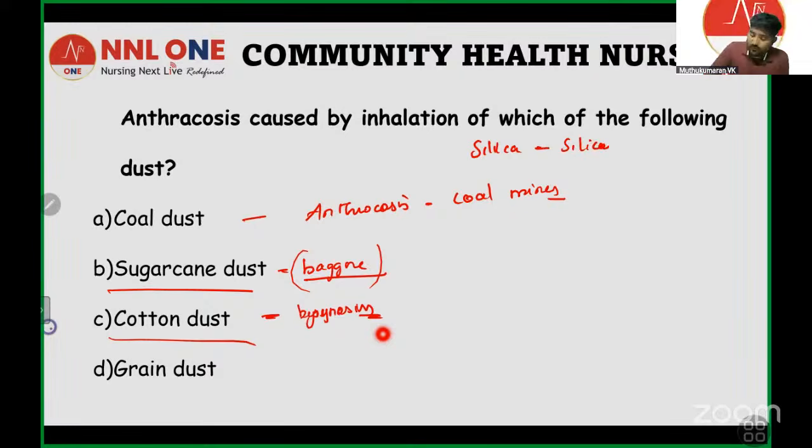Silicosis. What are the industries here? Granite industry, gold mines, mica, steel factory, steel industry, sandstone industry, cement factories. There we can expect silicosis, from silica dust. Another important component is iron. Iron dust causes siderosis.